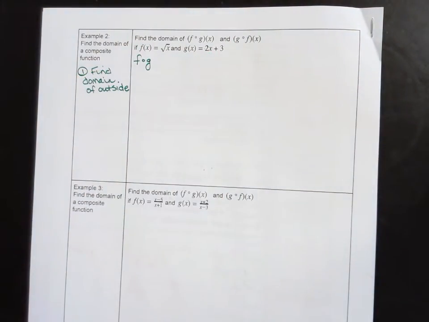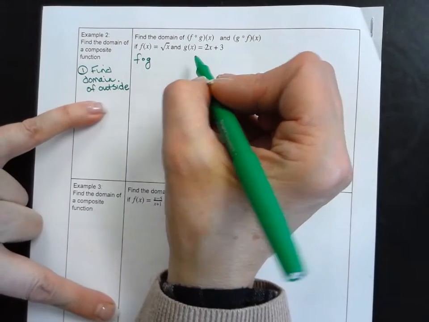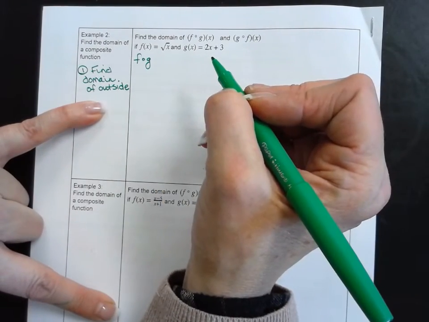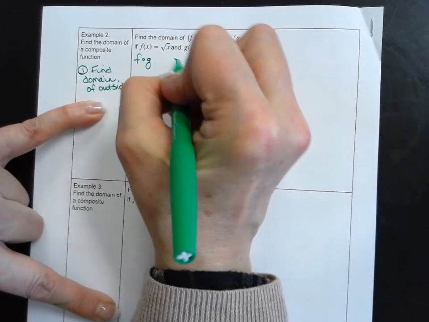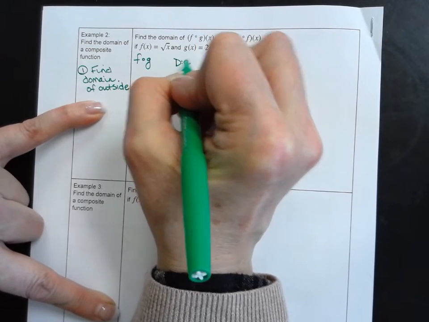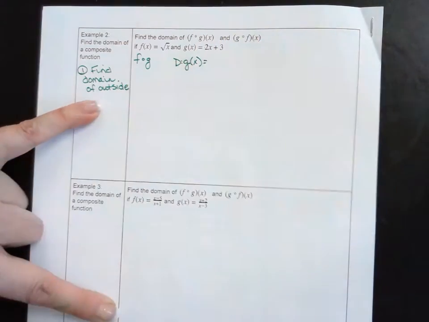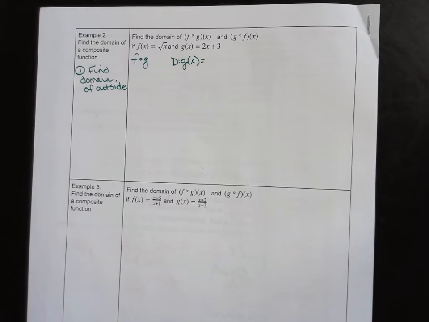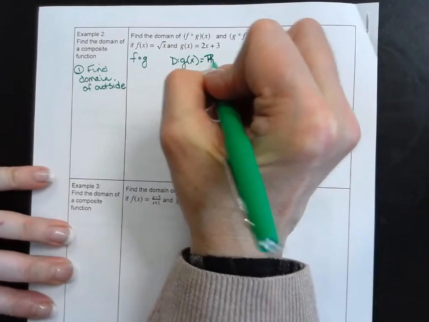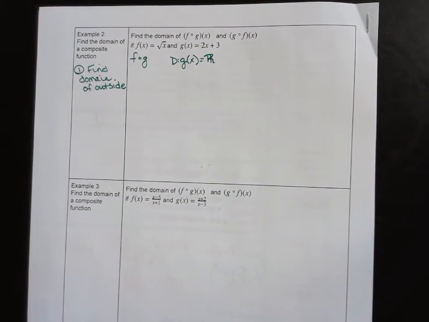So my G of X is 2x plus 3. What's my domain of G of X? Do I have a fraction? Do I have a radical? Do I have both of them? So what's that mean for my domain? Just all reals. So no exclusions from that one. Awesome.